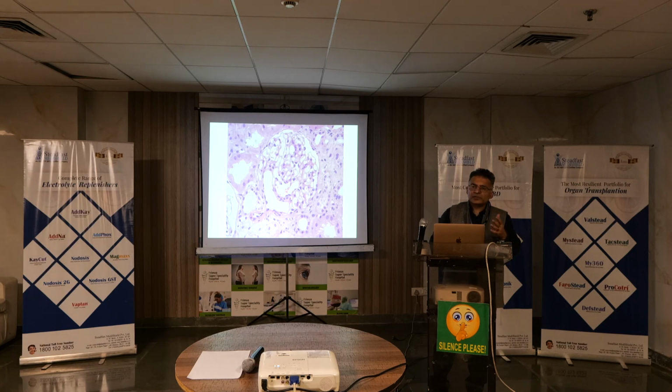So not in all glomeruli will you be able to visualize the tubular pole and everything, but we have to see that inside the glomerular capillary loops you are not seeing any cells. That means there is no glomerulitis. So you have to understand there are two things. In a native kidney biopsy, if there are cells in the glomerular capillary loop, we call it endocapillary proliferation. But in a transplant biopsy, if you see inflammatory cells or lymphocytes within the glomerular capillary loop, you label it as glomerulitis.